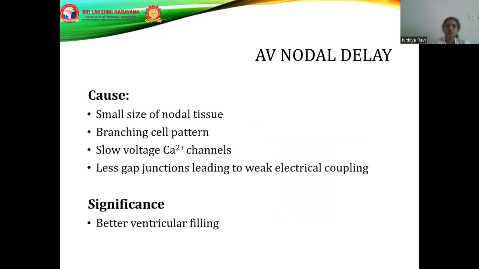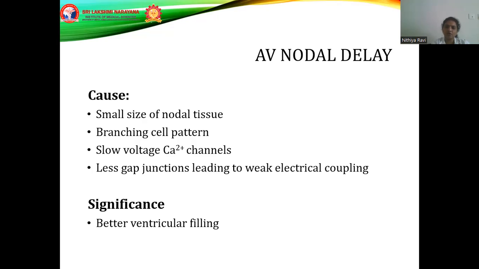It is generally noticed that there is some amount of delay at the AV node. What is the reason for this delay? It's because of the small size of the nodal tissue, the branching cell pattern, the slow voltage calcium channels, and also the smaller number of gap junctions at the AV node, which cause a delay in the conduction of the impulses produced at the SA node.